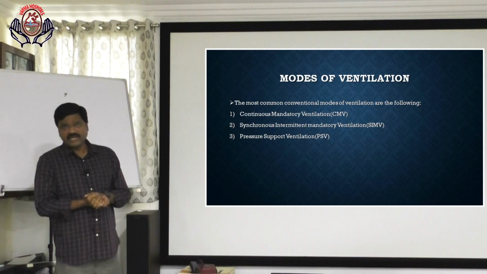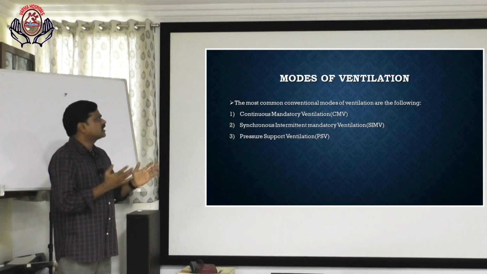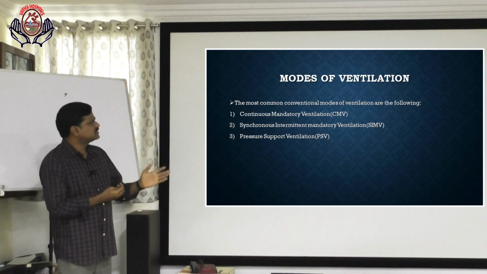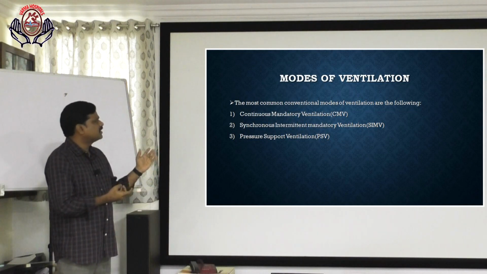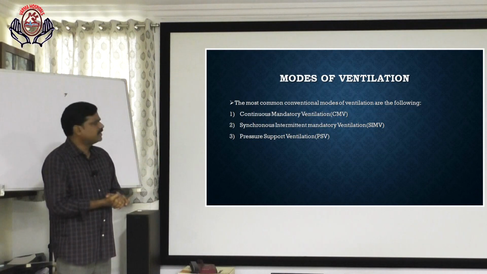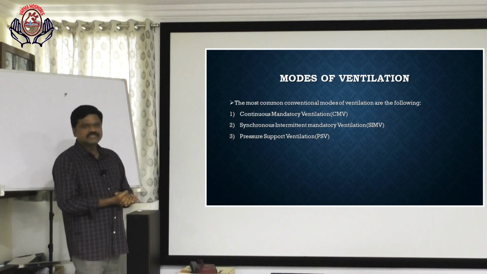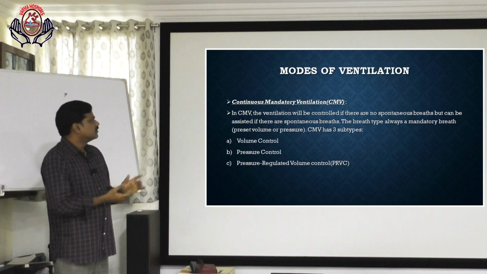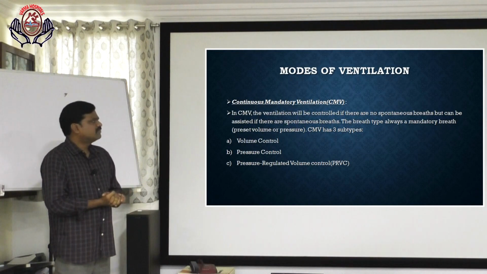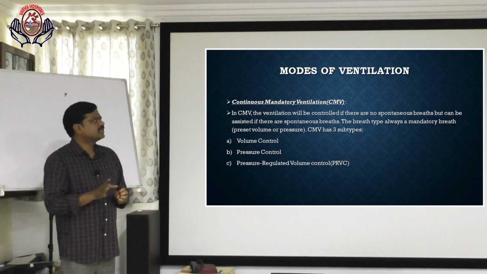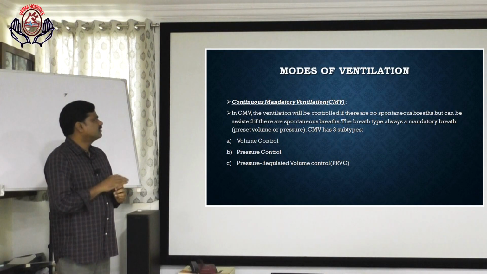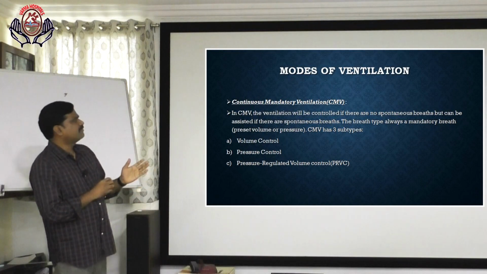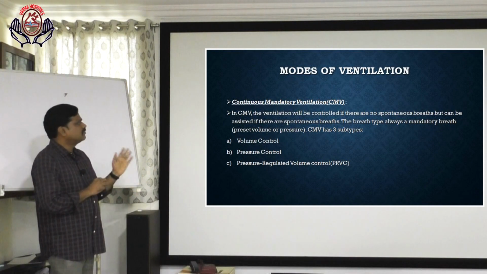Coming to the modes of ventilation, the most common conventional modes of ventilation are the following: continuous mandatory ventilation (CMV), synchronized intermittent mandatory ventilation (SIMV), and pressure support ventilation (PSV). In continuous mandatory ventilation, the ventilation will be controlled if there are no spontaneous breaths, but can be assisted if there are spontaneous breaths. The breath type is always a mandatory breath, preset volume or pressure.